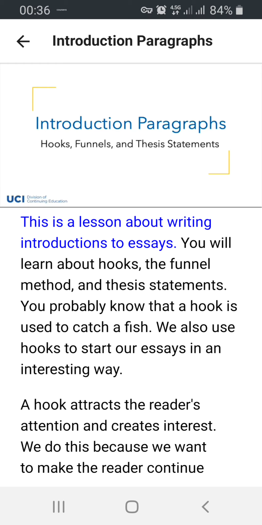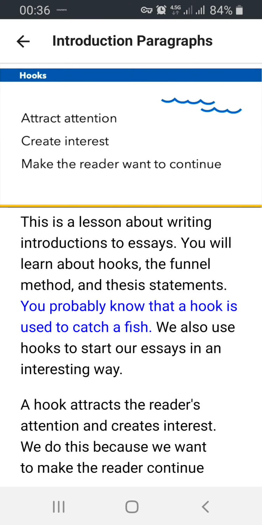This is a lesson about writing introductions to essays. You will learn about hooks, the funnel method, and thesis statements. You probably know that a hook is used to catch a fish. We also use hooks to start our essays in an interesting way.